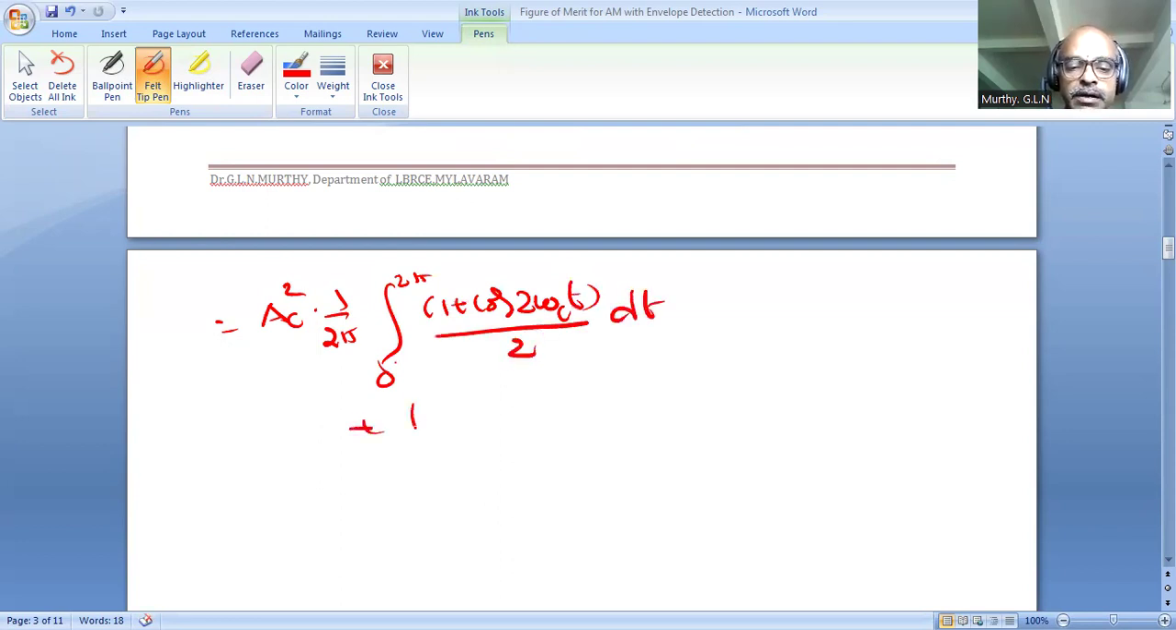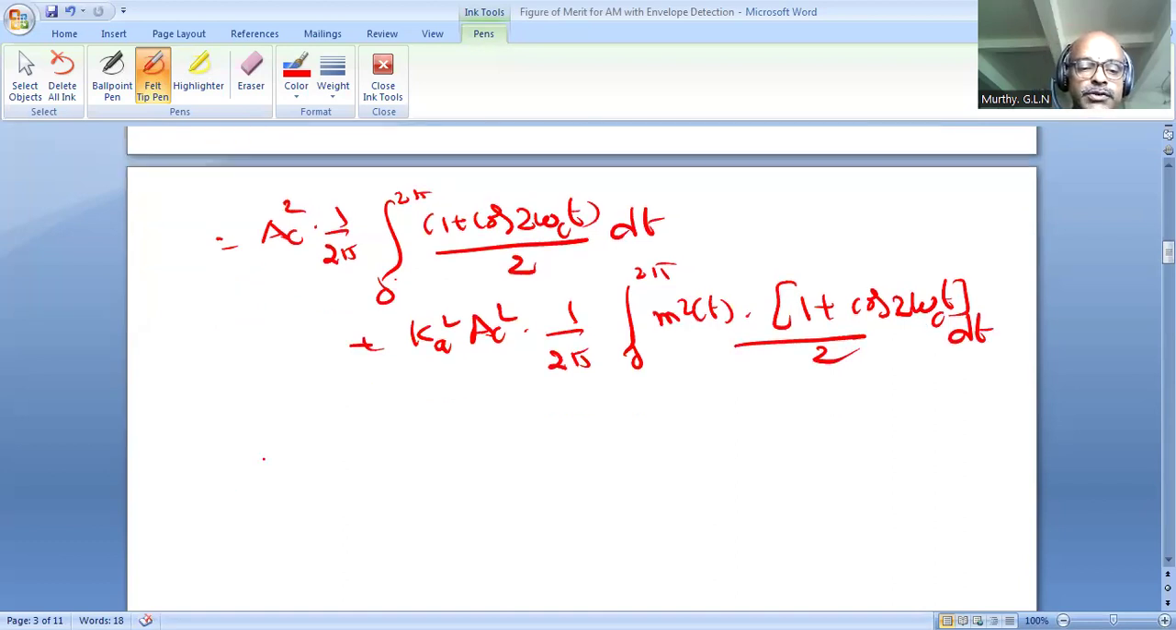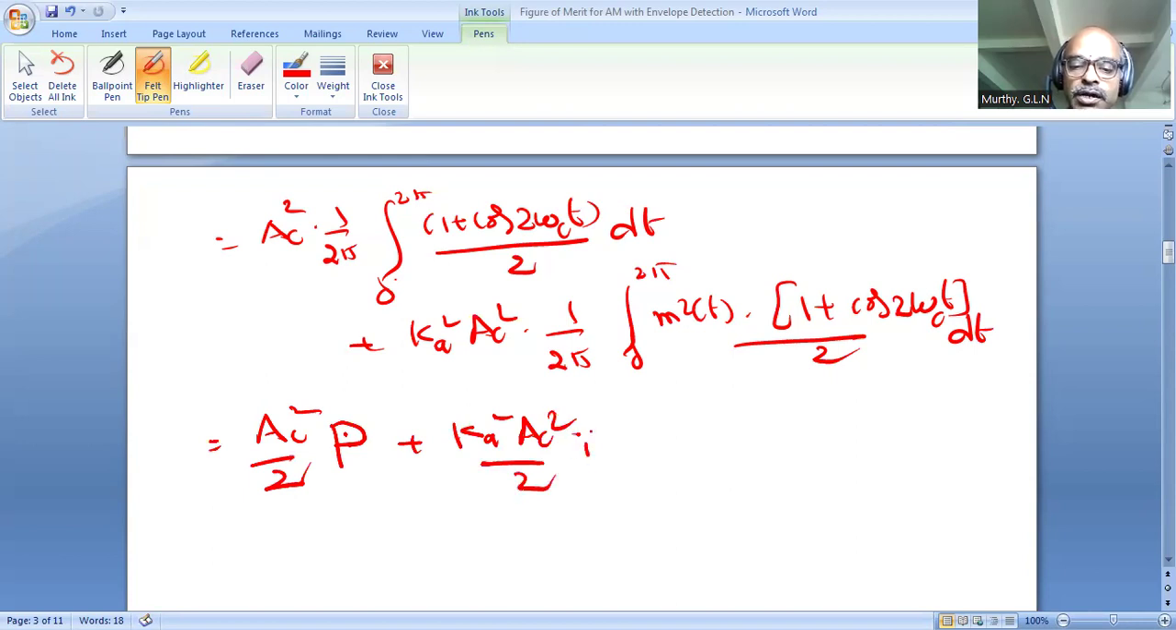The second term, Ka square AC square, 1 over 2 pi, integral from 0 to 2 pi, m square of t into (1 plus cos 2 omega ct) by 2 dt. So the first term will be given as AC square by 2 into P, plus the second term, Ka square AC square by 2 into P.